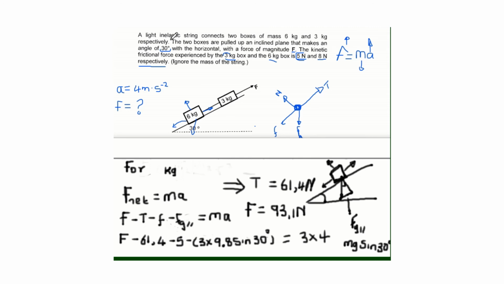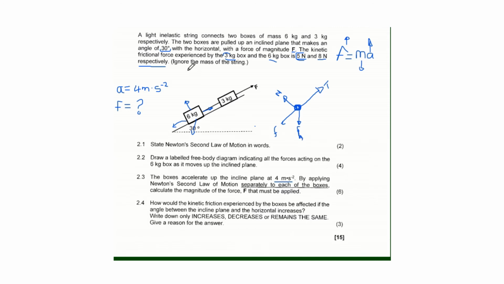So the last question says, let's see the last question. How will the kinetic friction experienced by the box be affected if the angle between the inclined plane and the horizontal increases? Write down only increases, decreases, or remains the same, and also give a reason for the answer. So the correct answer will be decrease, because the normal force will have also decreased. So that's the answer.